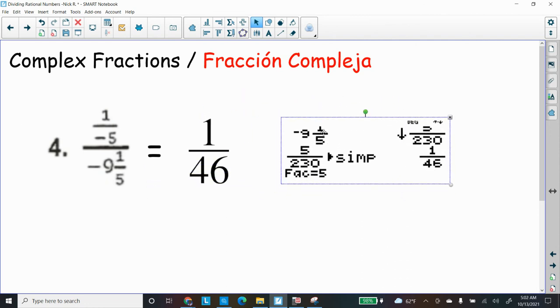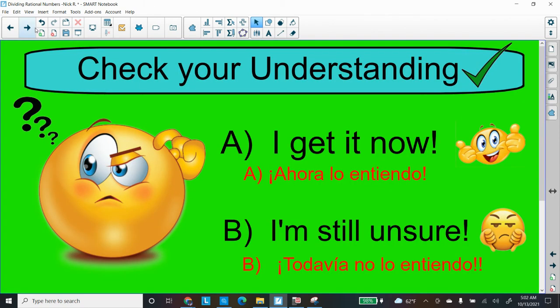So I had to do a little work, and complex fractions are like that, where you're going to have to do some work because they are a little more complicated than usual. So if you haven't seen my videos on complex fractions, take a look at them. They're pretty good. All right, so I hope you understand what's going on. Check your understanding. And if you're not sure, write down your questions because I'm sure you may have questions. Bring it in tomorrow. I'll be glad to answer them in class.